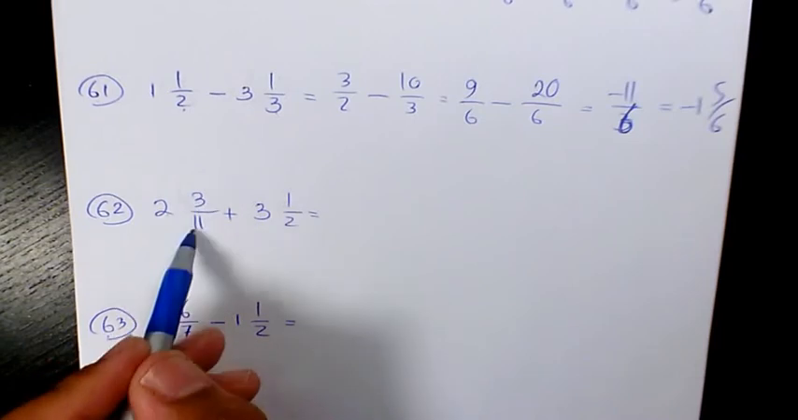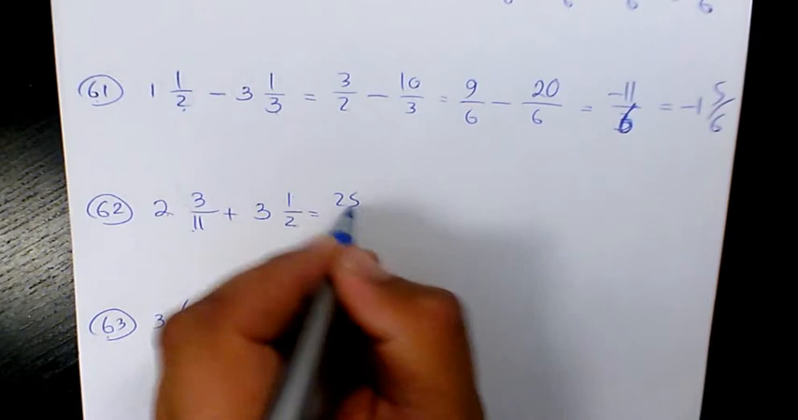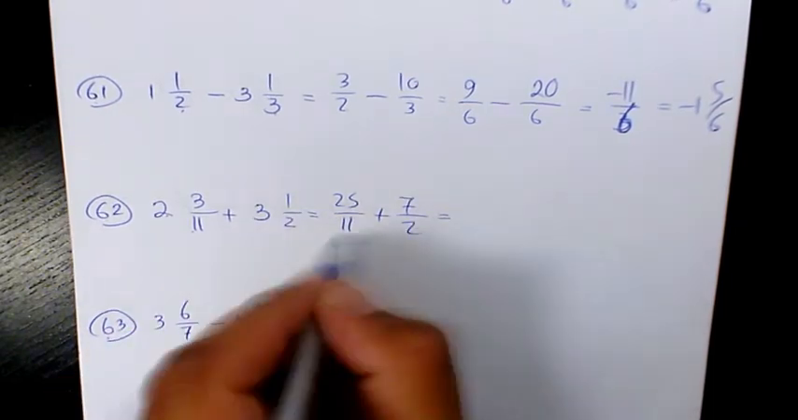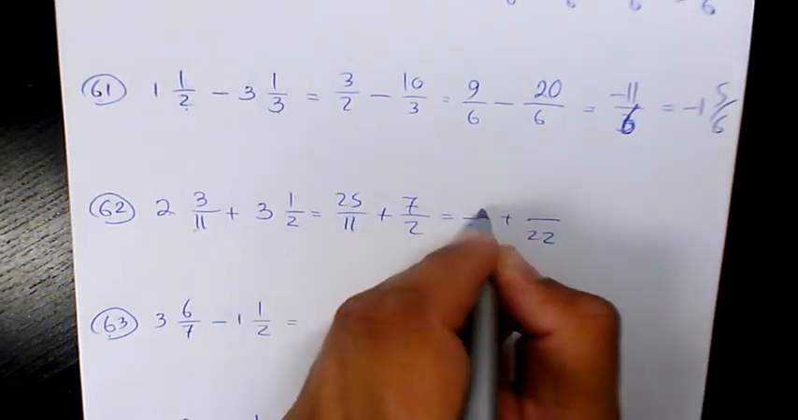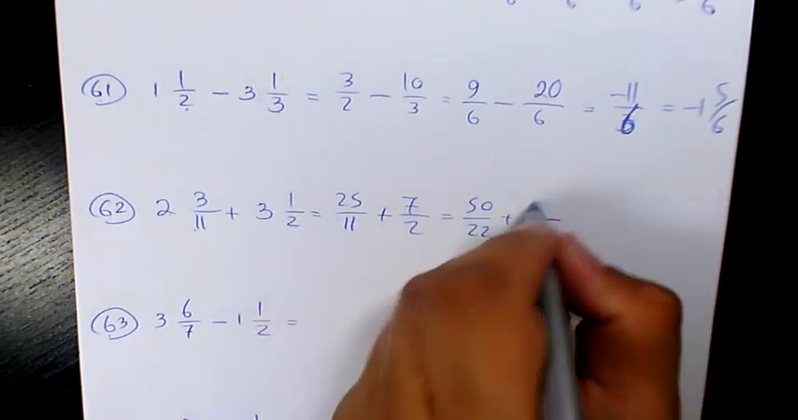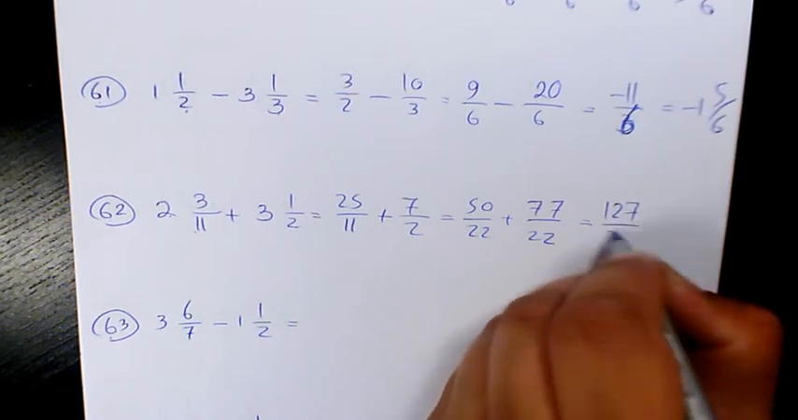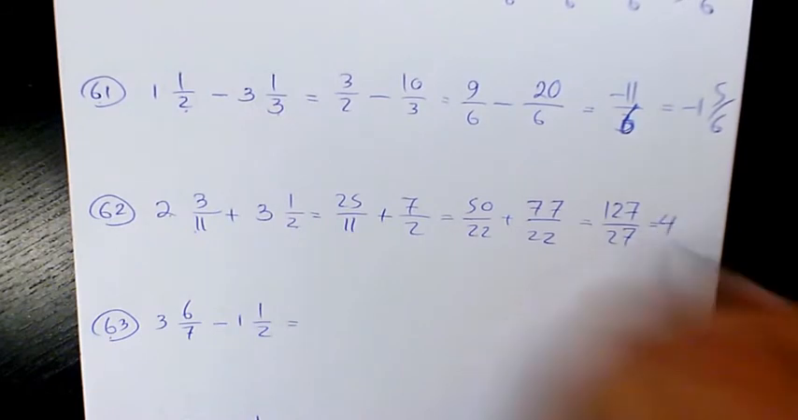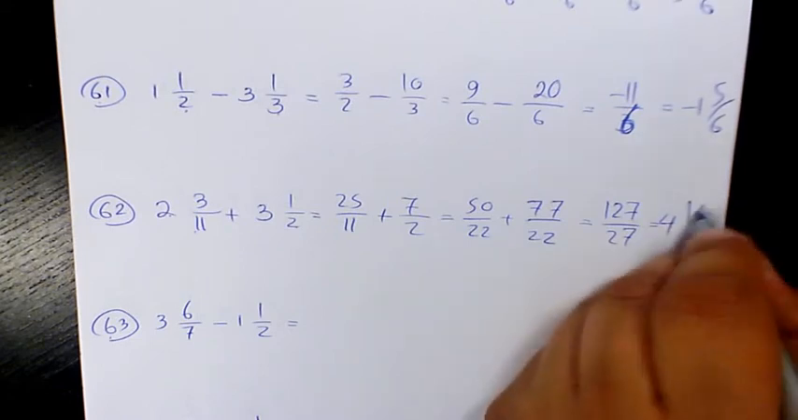2, 3 over 11 plus 3, 1 over 2. 2 times 11, 22 plus 3 is going to be 25 over 11. 3 times 2, 6 plus 1 is going to be 7 over 2. 2 times 11 is going to be 22. 25 times 2, 50. 7 times 11 is going to be 77. 77 plus 50 is going to be 127 over 22. 127 over 22, that's going to be 5 out. 5 times 22, 110. 17 over 22.